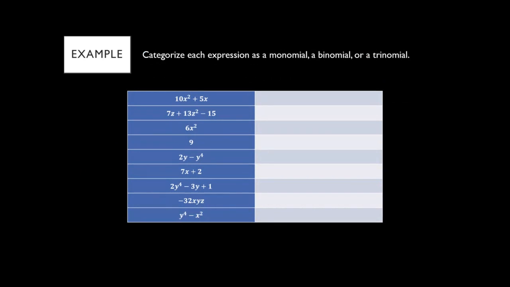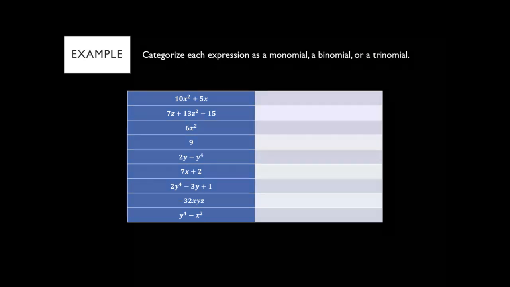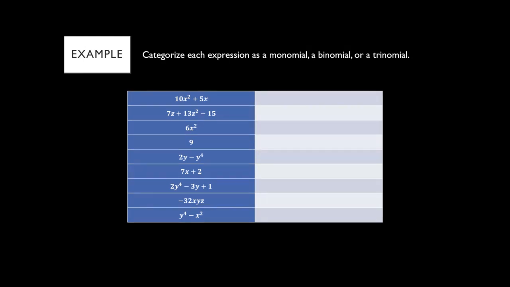All right. So this is actually my last example. Like I said at the beginning, this is a quick one. You're focusing mostly on the definitions and everything here. Here we're going to be categorizing each expression as a monomial, binomial, or trinomial. The monomial has 1 term, the binomial is 2 terms, and the trinomial is 3 terms.